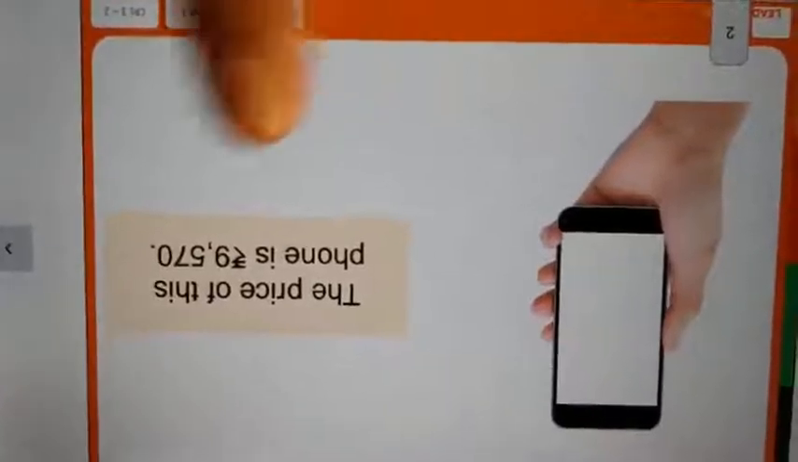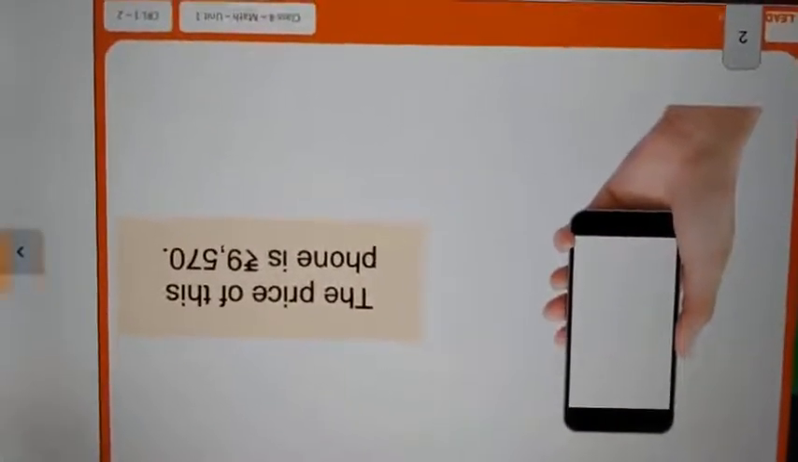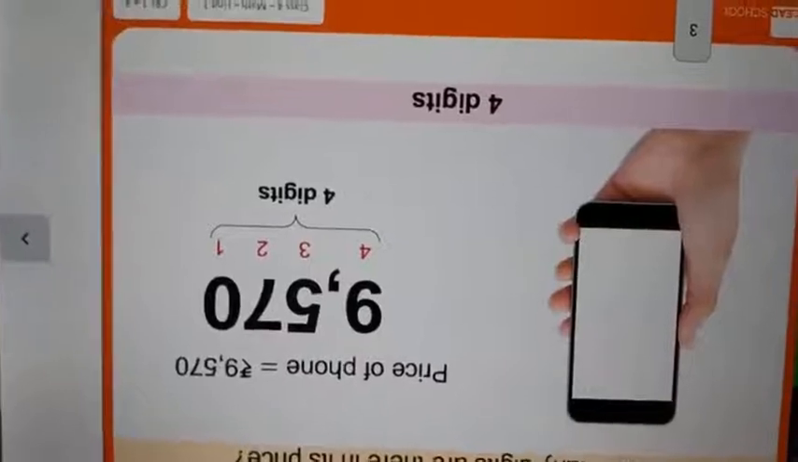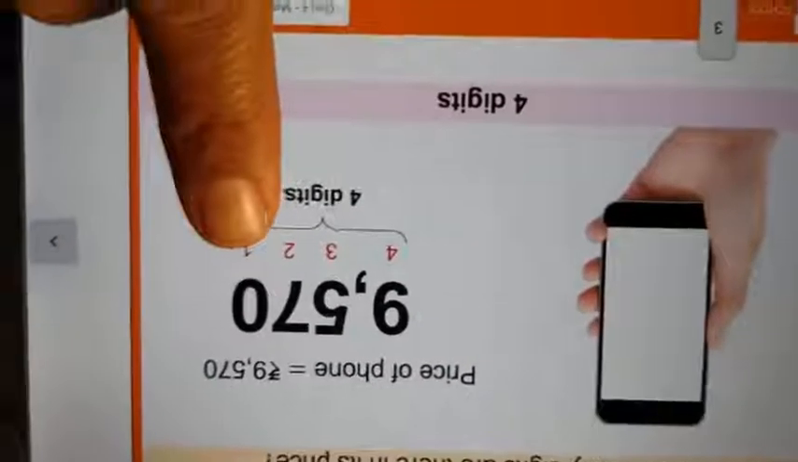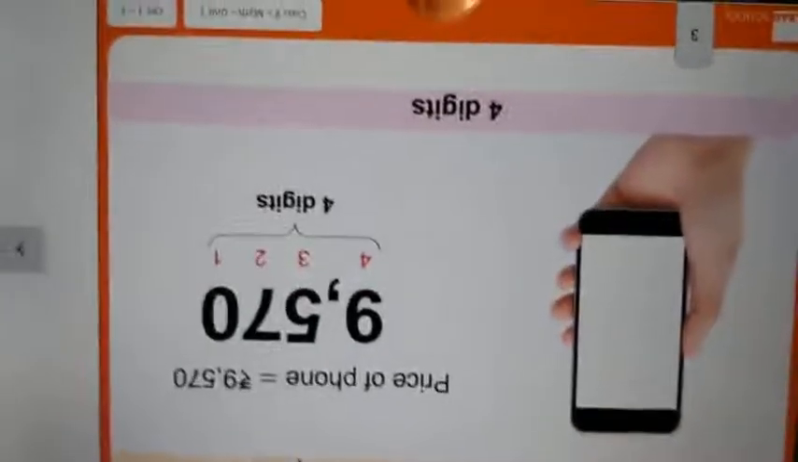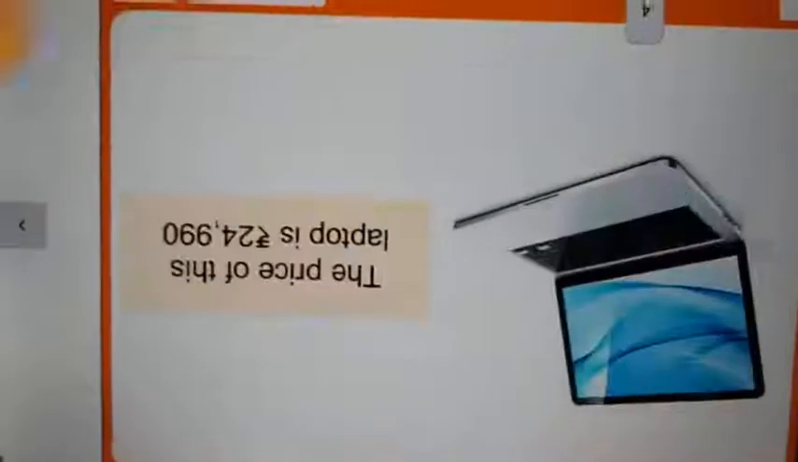This picture, this is a phone, right? ये जो picture है वो किसका है? Phone. So the price of the phone is 9,517. So in that, how many digits are there? 1, 2, 3 and 4. How many digits are there? 4 digits. Now next picture I'll show you.